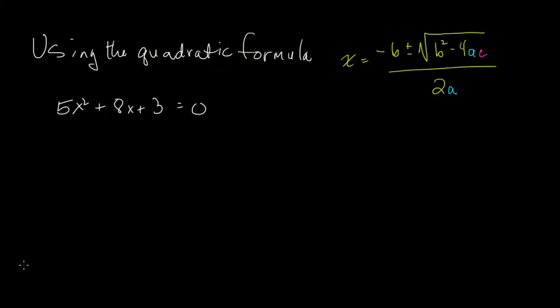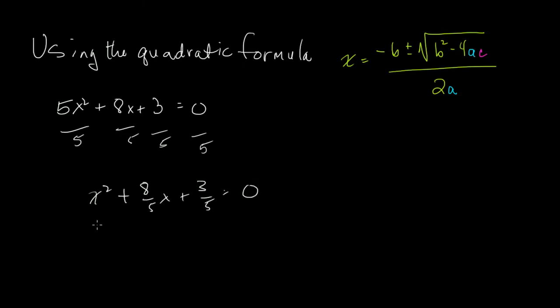Let's take a look at how to use the quadratic formula. Now here's an equation, 5x squared plus 8x plus 3 equals 0, that we could very easily try to complete the square on. First thing we'd have to do is divide all of our terms by 5, and we would end up with x squared plus 8/5 of x plus 3/5, and that's equal to 0.